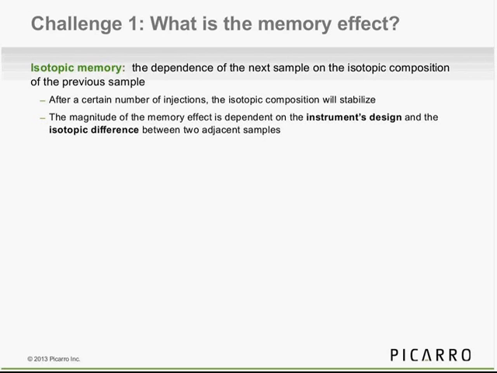And the idea here is that isotopic memory is the dependence of the next sample that you're measuring on the previous sample you measured. And therefore, when you're running a CRDS or an off-axis ICOS instrument, you do have to inject water multiple times to get the isotopic composition to stabilize. There are different ways to deal with memory.